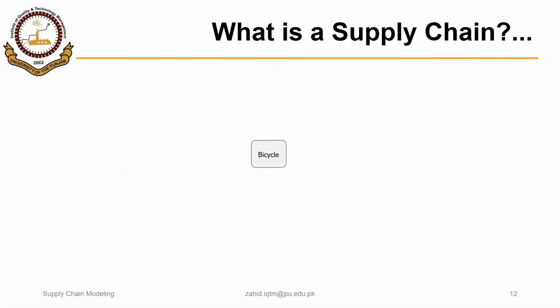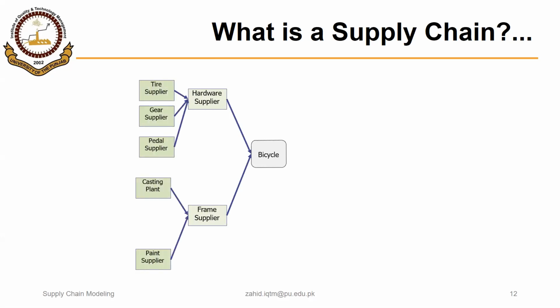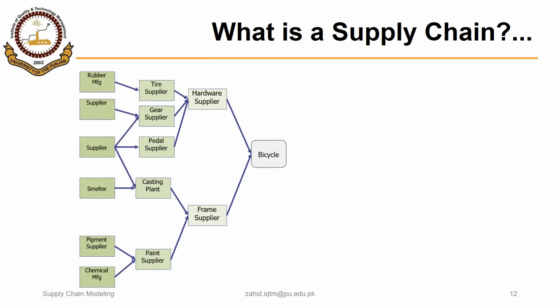So here we will see some more terminology with the help of a slightly different, more realistic example. It has some suppliers, let's suppose a hardware supplier and a frame supplier, and those suppliers have further suppliers, and those suppliers have further suppliers, and so on. The suppliers directly supplying to this bicycle manufacturer are called tier 1 suppliers. Tier means level.